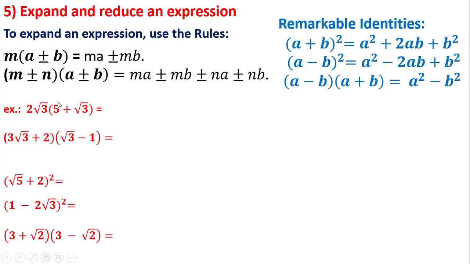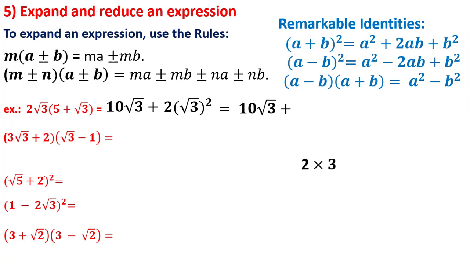First, I have 2 radical 3 into 5 plus radical 3. Here we have a parenthesis multiplied by something, so we apply the first rule. 2 radical 3 times 5, 2 times 5 is 10 radical 3. 2 radical 3 times plus radical 3. Positive times positive is positive. Here the coefficient is 1. 2 times 1 is 2. Radical 3 times radical 3 is radical 3 squared. Now the squared cancels the radical. It comes out as 3. So 10 radical 3 plus 2 times 3 equals 10 radical 3 plus 6.